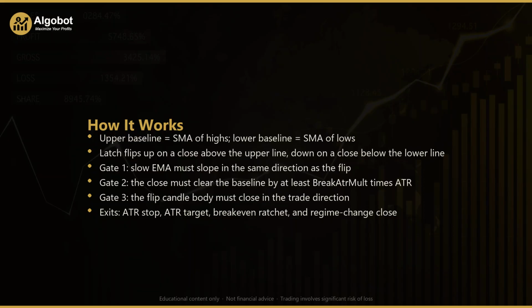Risk management is layered. Every trade is placed with a stop loss and a take profit set as multiples of ATR, so they adapt to current volatility. There's a break-even ratchet, which pulls the stop to the entry price once the trade has run a defined ATR distance in favor, so an advanced winner is protected. And there's a regime change exit. If the latch flips to the opposite regime while a trade is open, the position is closed immediately, and the system may even reverse into the new regime on the same bar. Structure, not just the stop, bounds the risk.